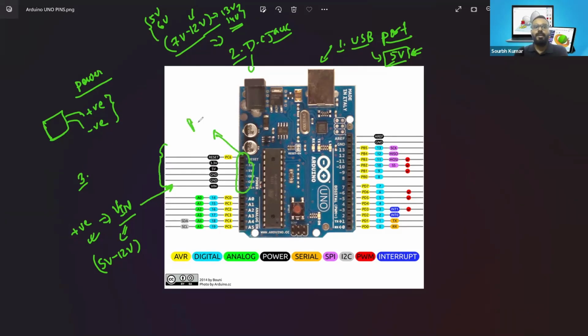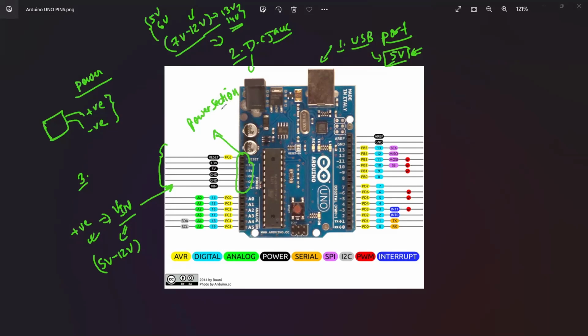This section is completely the power section, and through the power section, either we can... Divya's iPhone, please mute yourself.